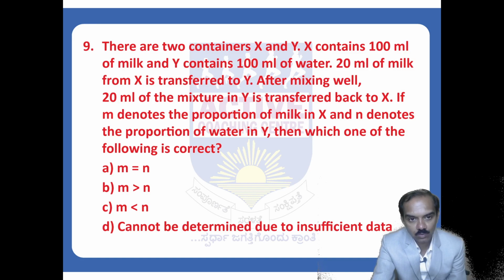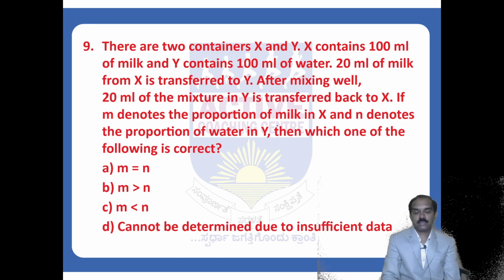Moving on to the last one. There are two containers X and Y. X contains 100 ml of milk and Y contains 100 ml of water. 20 ml of milk from X is transferred to Y. After mixing well, 20 ml of mixture in Y is transferred back to X. If M denotes the proportion of milk in X and N denotes the proportion of water in Y, then which one of the following is correct? Your options are: M is equal to N, M is greater than N, M is less than N, cannot be determined due to insufficient data.